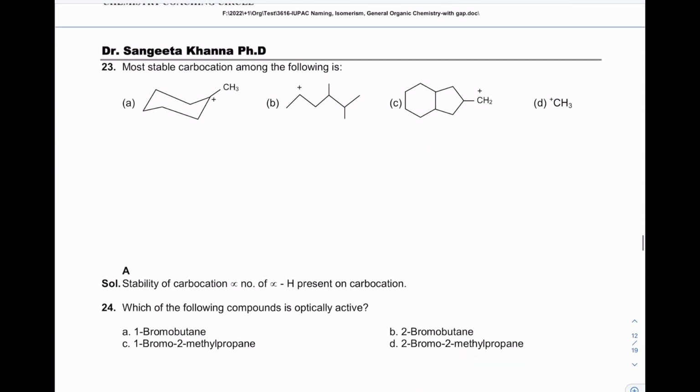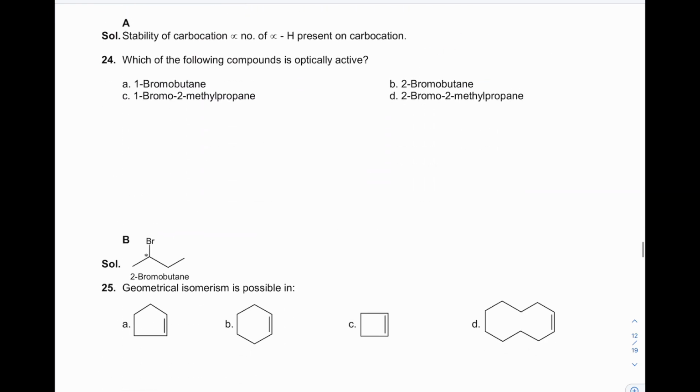Next, the most stable carbocation among the following. This one is primary, this one is secondary, and this one is tertiary. So the most stable will be A. Next, which compound is optically active? You have to see which of these will have a chiral center, and it is B, because the second carbon is chiral.